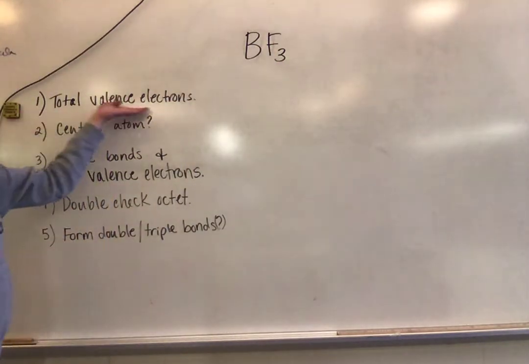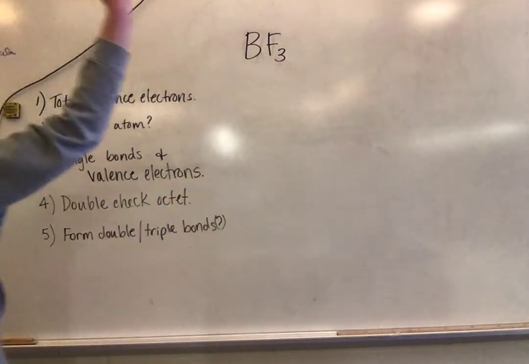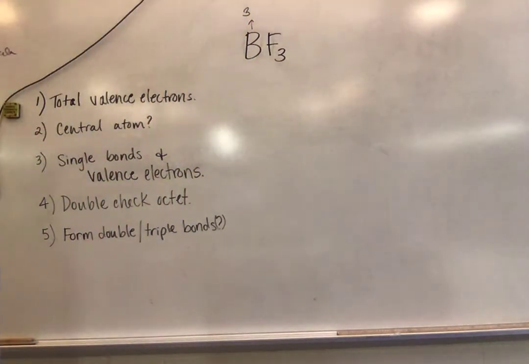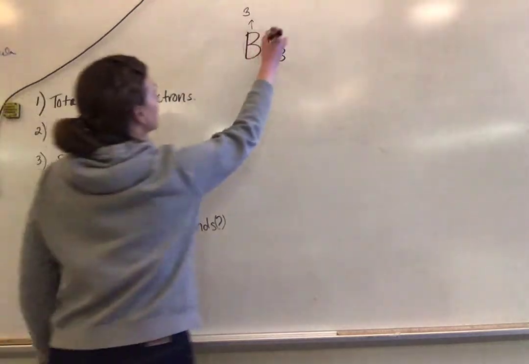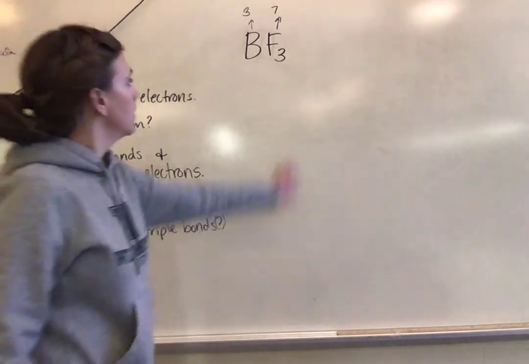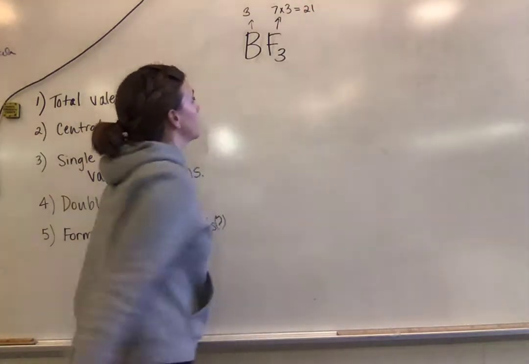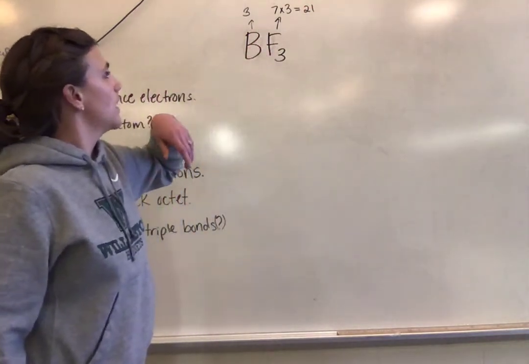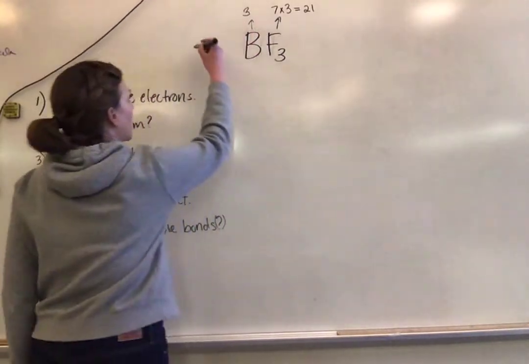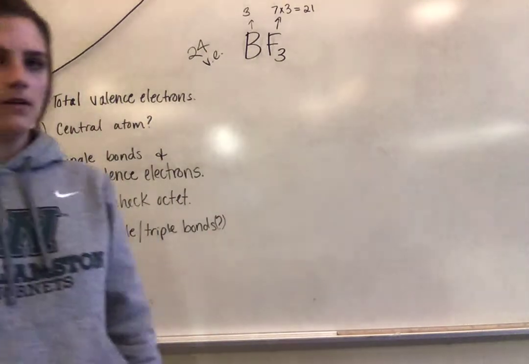Step number 1 says we want to find the total number of valence electrons. So if we look at boron, boron is in group 13, so that means we're going to have 3 valence electrons. Fluorine is in group 17, which means we have 7 valence electrons per fluorine atom. The 3 tells us that we have 3 of them though. So that means for fluorine, we have 21 valence electrons. But in total, if we add them all together, 21 plus 3 means we have 24 valence electrons.